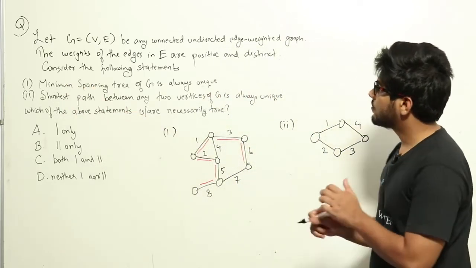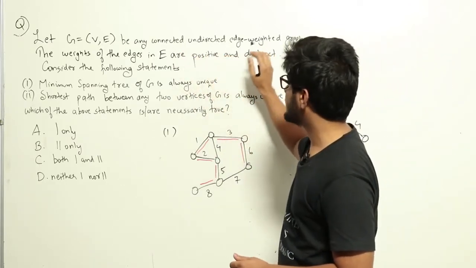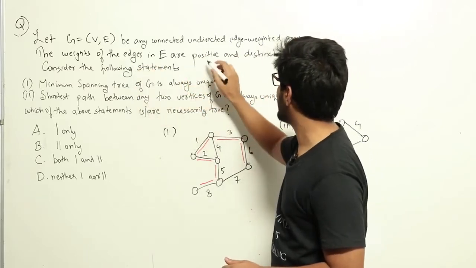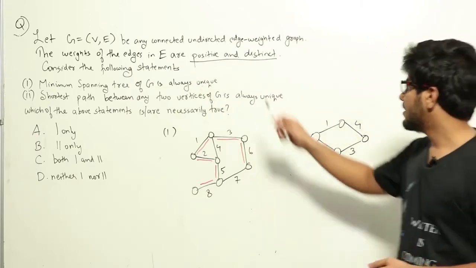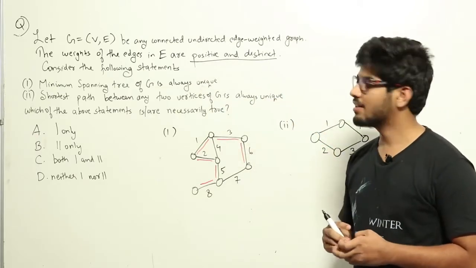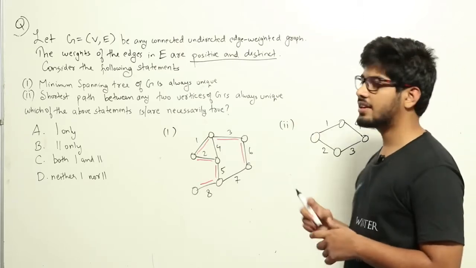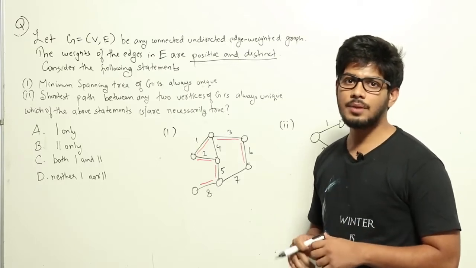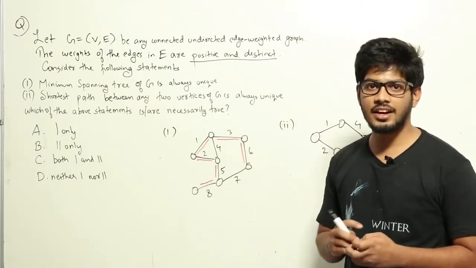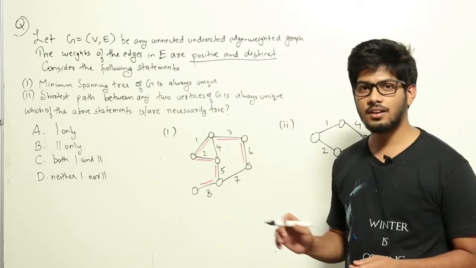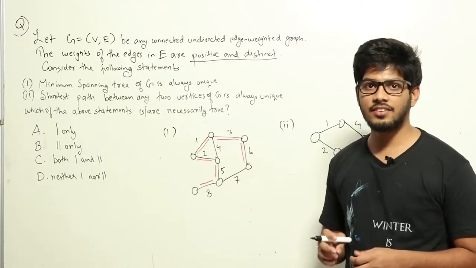So the property of this graph is that it's a connected, undirected, edge-weighted graph where the weights of the edges are positive and distinct. So when we have a graph with distinct edge weights, the minimum spanning tree of the graph will always be unique. Why is that? If we consider Kruskal's algorithm for minimum spanning tree in graphs, it will sort the edges according to their weights in ascending order, and it will start choosing from the starting edge having the minimum weight.